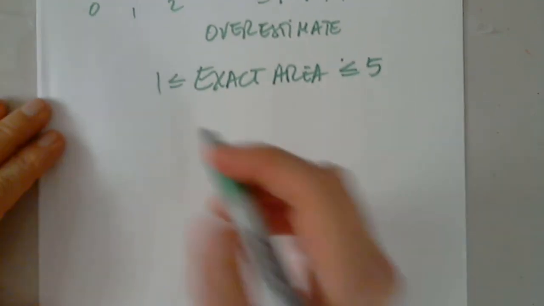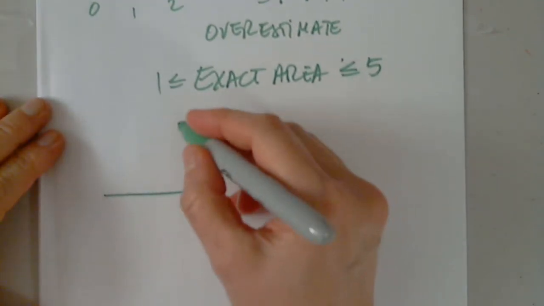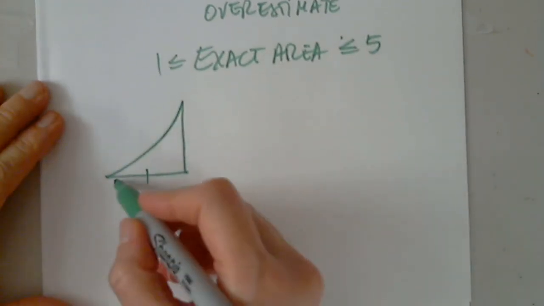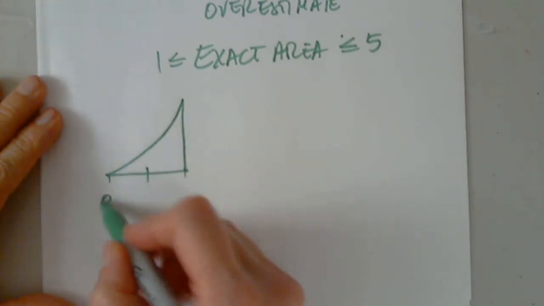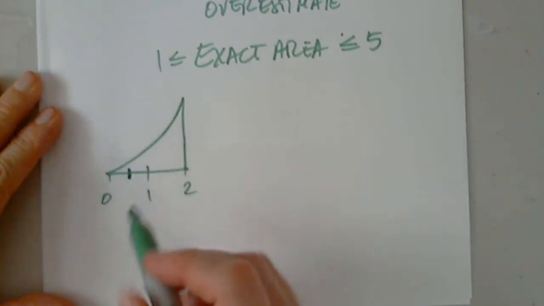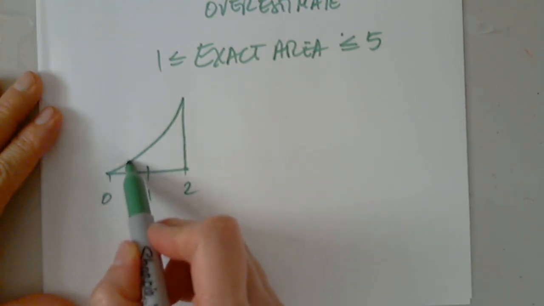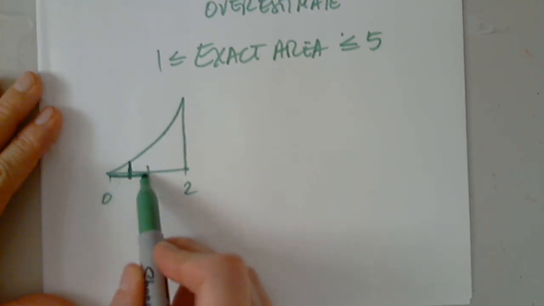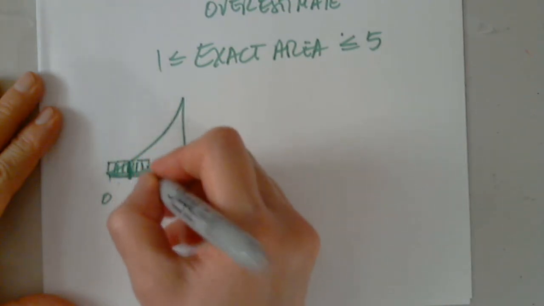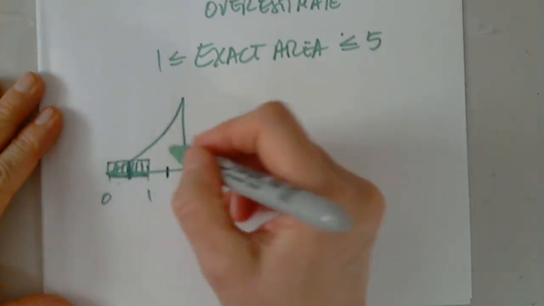Let's look at the midpoint. The midpoint will always be the best approximation. 0 again, 1 again, 2 again. But now I'm using this as the height. Still base, but the height is right here. Height.